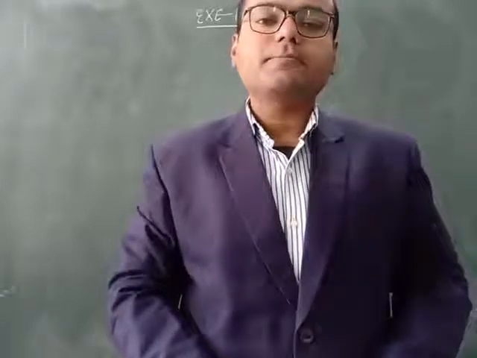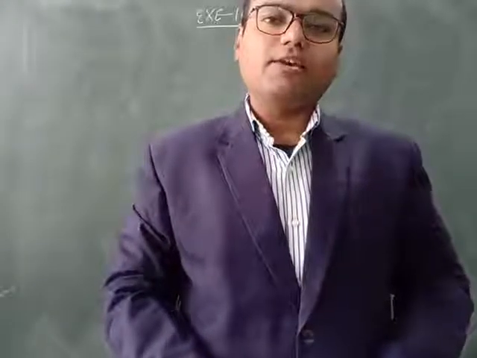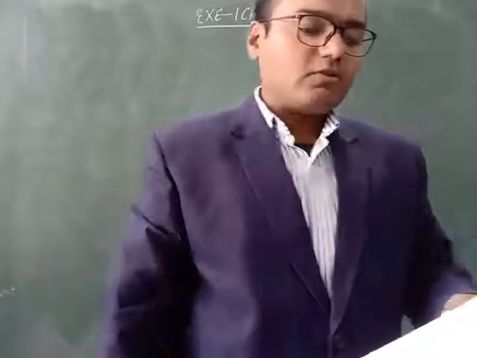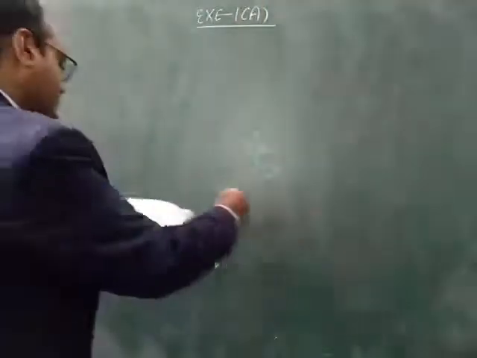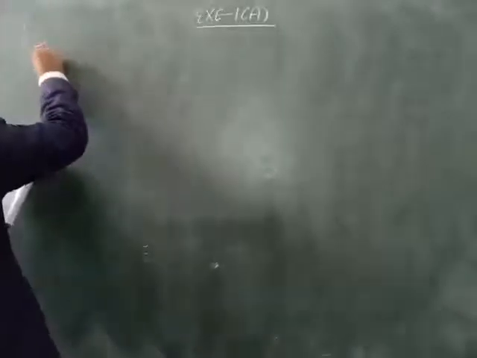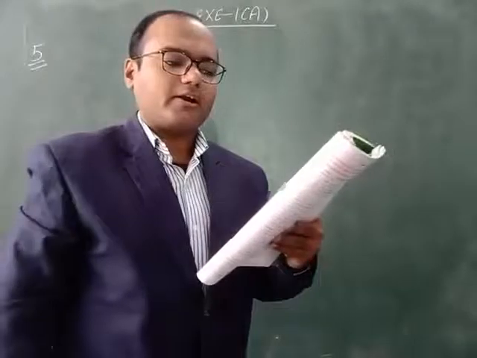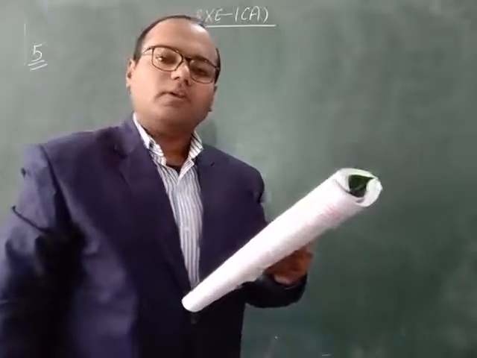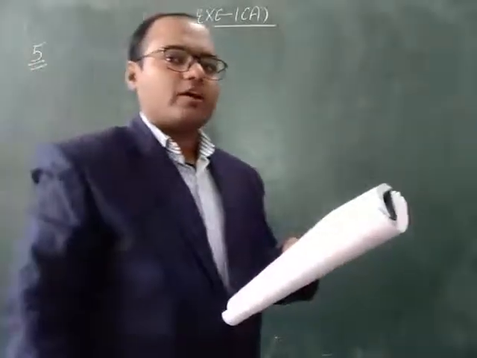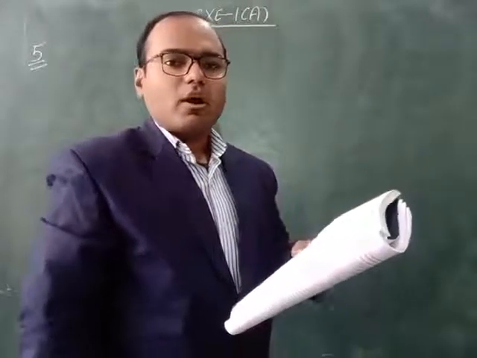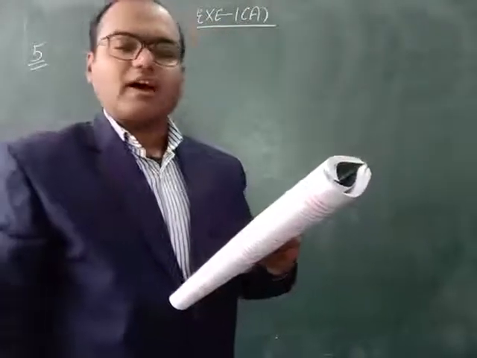Hello students, today in this video I will explain the remaining questions of the first-year exercise, starting with question number 5. Three angles of a quadrilateral are equal. A quadrilateral has a total of 4 angles and sides. Out of the 4, 3 angles are equal.